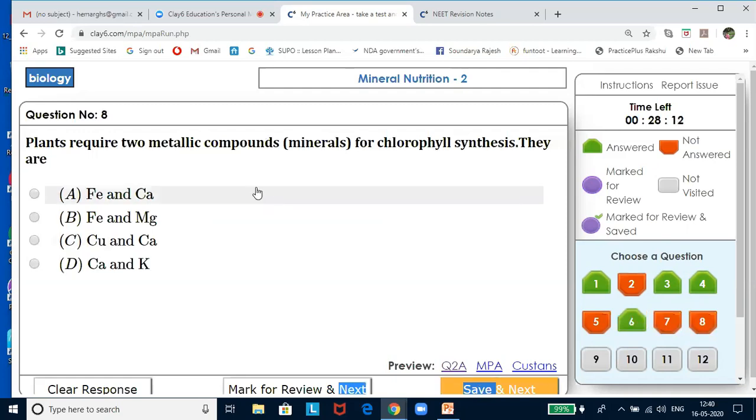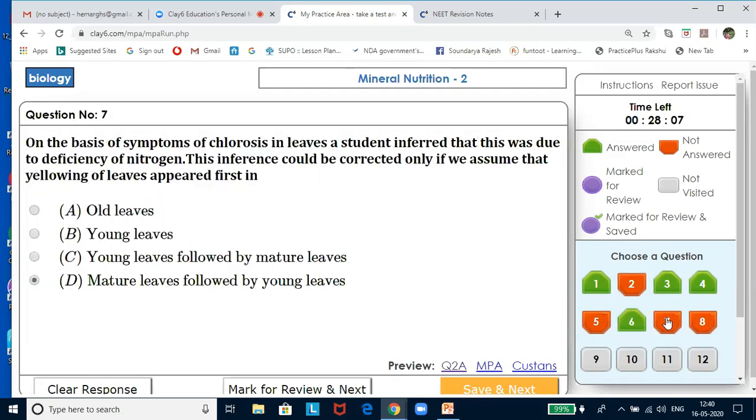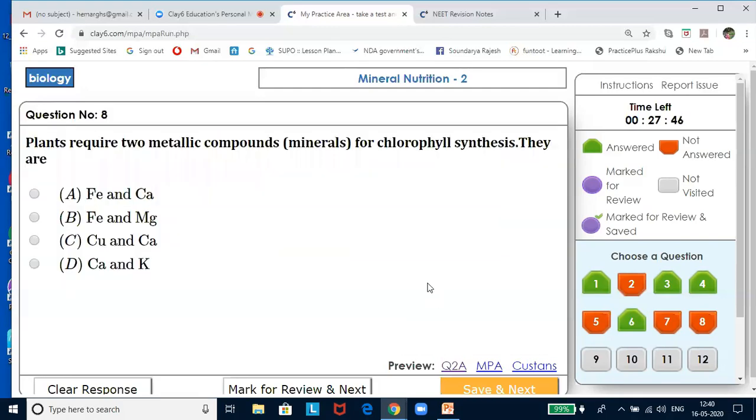Seventh one. On the basis of the symptoms of chlorosis in leaves, a student inferred that this was due to deficiency of nitrogen. This inference could be correct only if we assume that yellowing of leaves first appeared in the old leaves. Plants require two metallic compounds for chlorophyll synthesis. They are iron and magnesium.